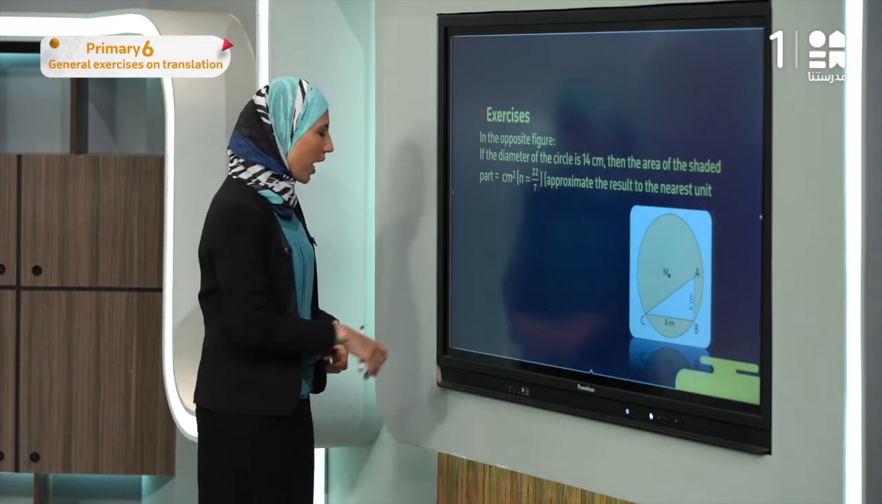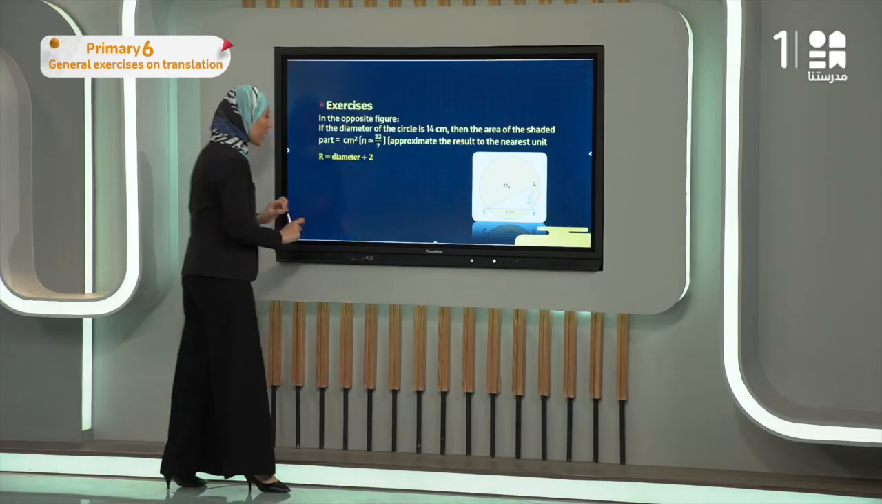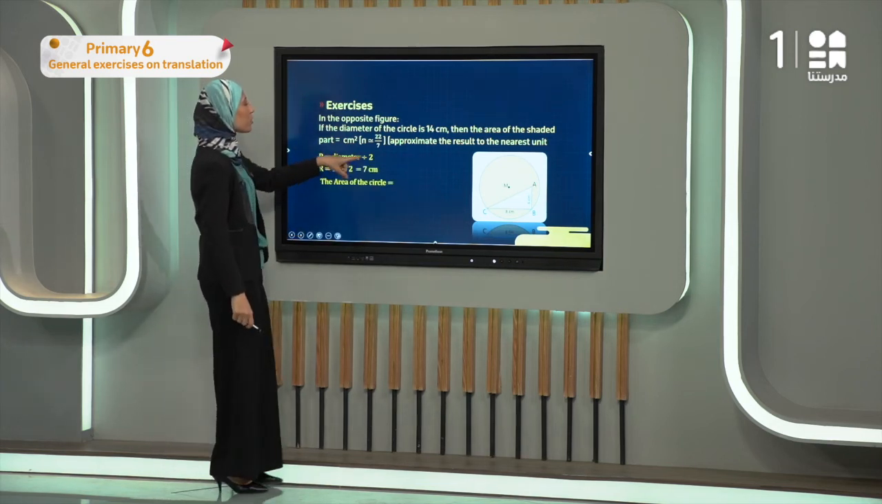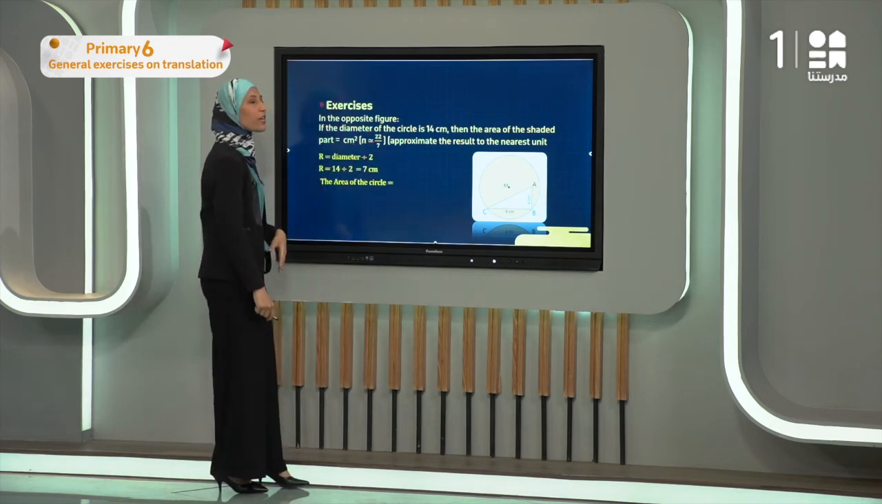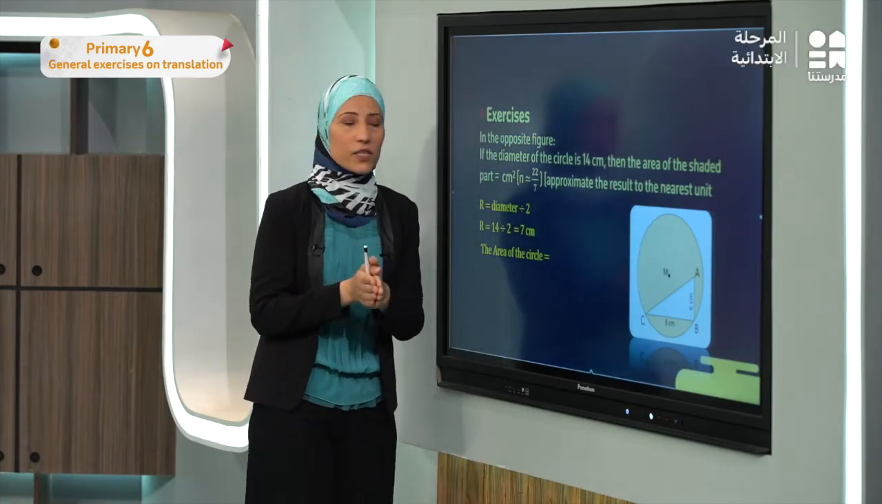Let's remember how we made the rule of the area. First, he gave me the diameter. So to find the radius from the diameter, I'm supposed to divide by 2. Why do I have to find the radius? Because of the area rule. So I will make diameter divided by 2: 14 divided by 2 gives me 7. So my radius will be equal to 7 centimeters.